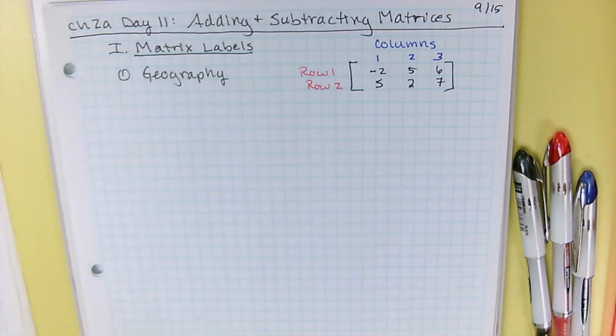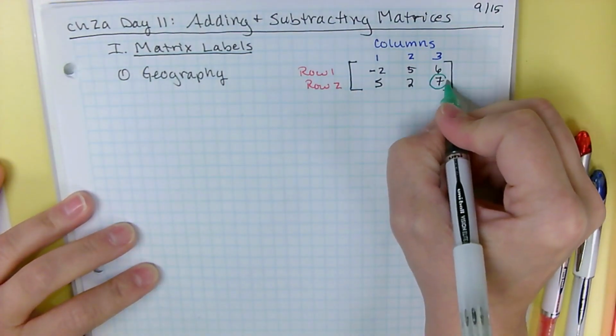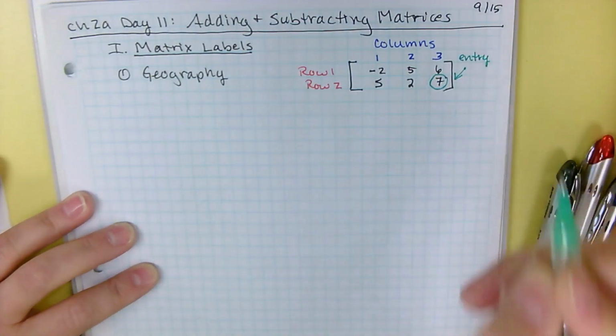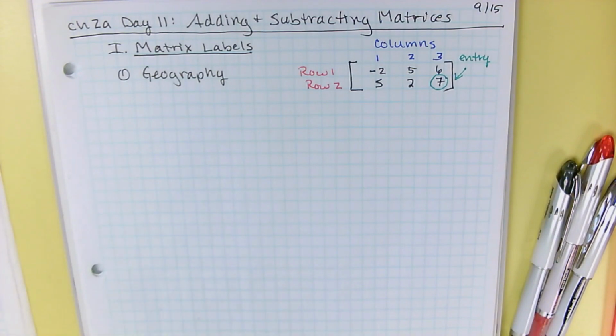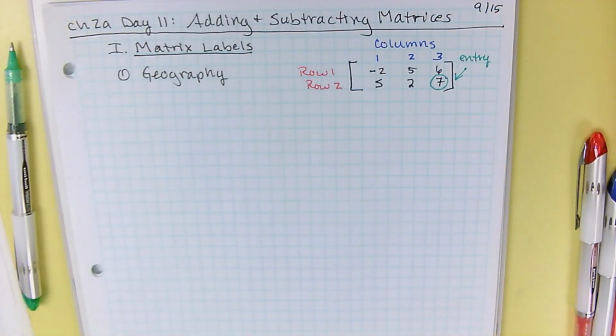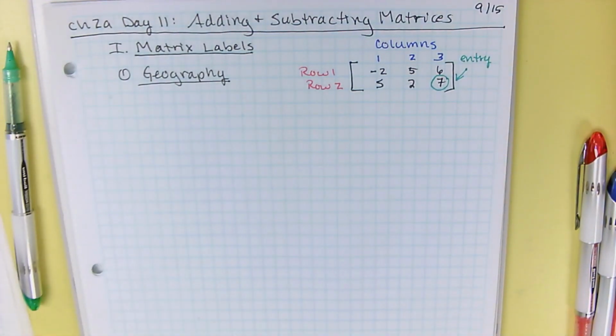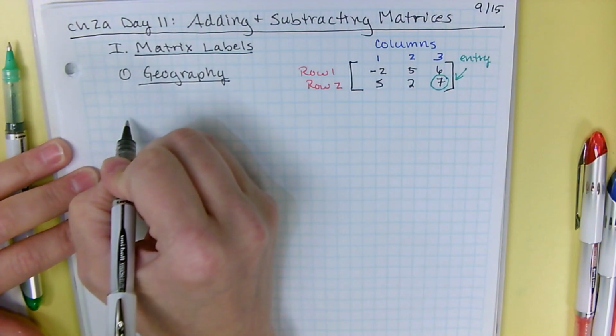We refer to a single number in the matrix, like 7, for example, as an entry. So that is entry 7. Okay, so that's our general geography, what a matrix looks like, what it's called. Okay, number 2.